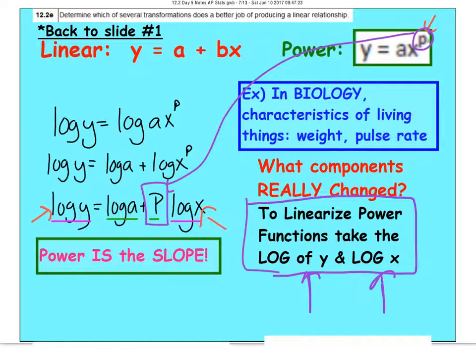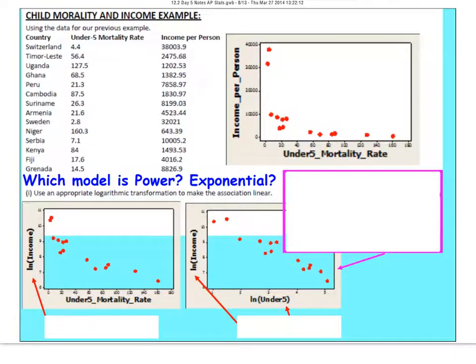But remember, we learned in the last video, to linearize anything that has an exponential function, all you do is take the log of y. So as long as you know those two key things, you will be totally fine with the second half of chapter 12. Let's look back at the child mortality rate. Before, when we analyzed this data, we took it as the reciprocal. So we did 1 over x and 1 over y, and we analyzed it.